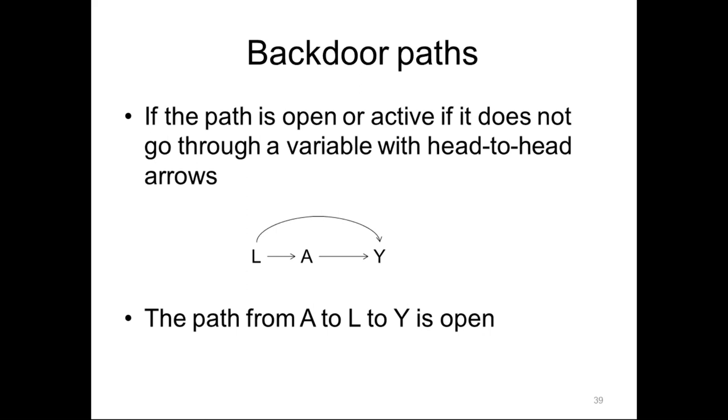Sorry, there's a lot of jargon that goes along with this, and I've tried to tone it down, but if you start reading the papers that use this, there's a ton of jargon. A path is open or active if it does not go through a variable with head-to-head arrows. So this is an open path. This is our classic setup for confounding: we have a confounder being a common cause of our exposure and our outcome. So the path from A to L to Y is open in this case. This is uncontrolled confounding.